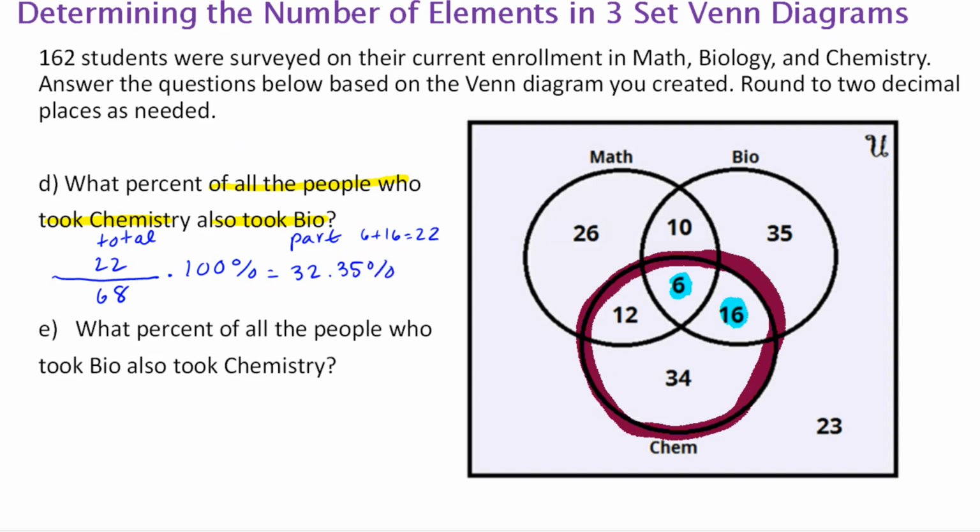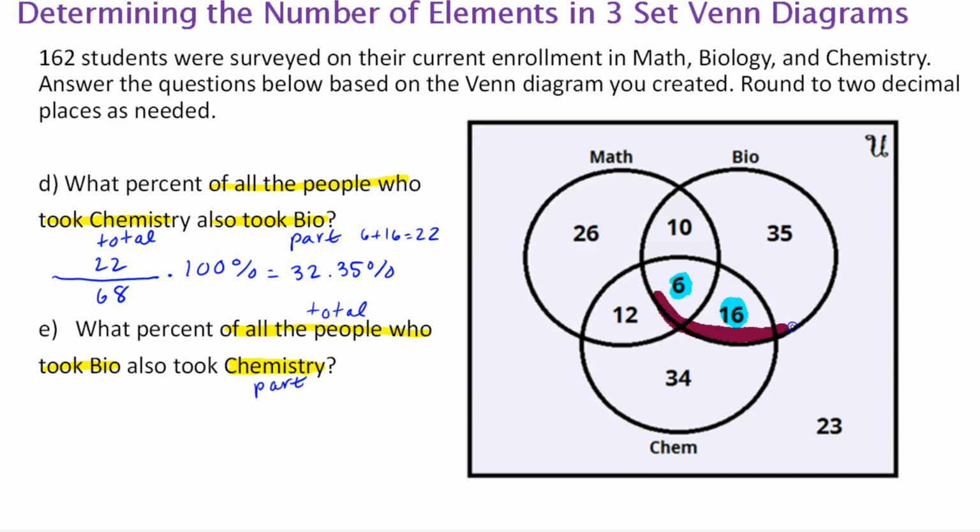And our last question, what percent of all the people who took bio also took chemistry? Okay, so notice this is the reverse. Our total is all of the bio people. And our part is actually identical to the last one. It's going to be bio and chemistry. So let's look at the diagram. I'm going to keep that there for a minute.